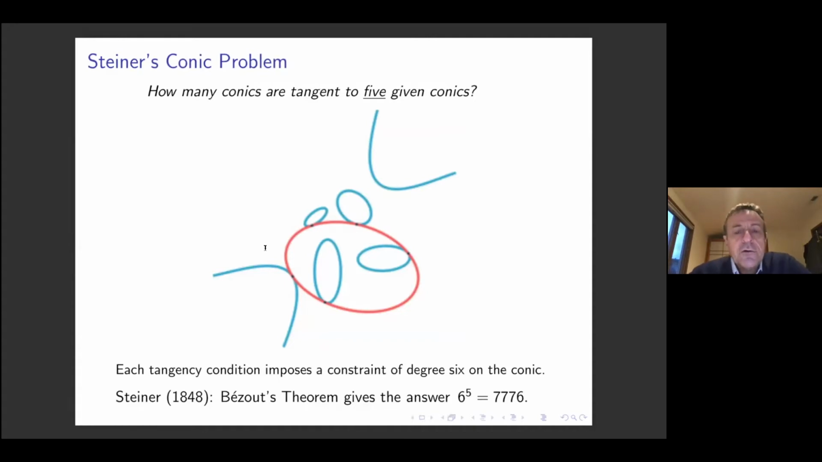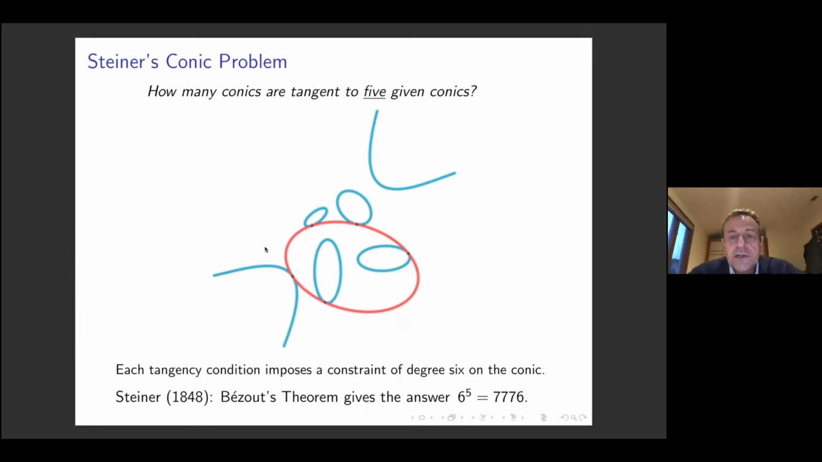So here's the question we'll be interested in, known as Steiner's conic problem. Steiner, a geometer from around 1840, asked the question: how many conics are tangent to five given conics? Suppose I draw five blue conics in the plane. So I'm fixing five conics. Here in this picture, there are four ellipses and one hyperbola.